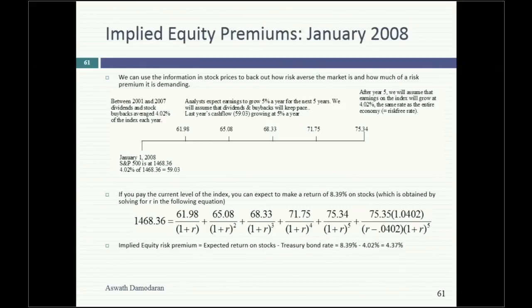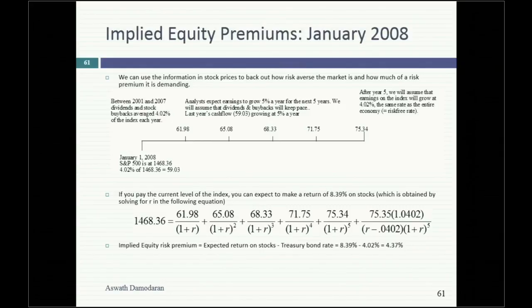So here's what I have. I have what you paid, 1468.36. 4.02% of that is 59.03. Think of that as your base year cash flow. That grows out at 5% a year for the next 5 years. And I'm getting increasingly uncomfortable doing this over time because these are the 500 largest market cap companies. And to assume that they can grow cash flows at a rate higher than the economy is a dangerous thing. It's the end of the fifth year. I turned the faucet off.